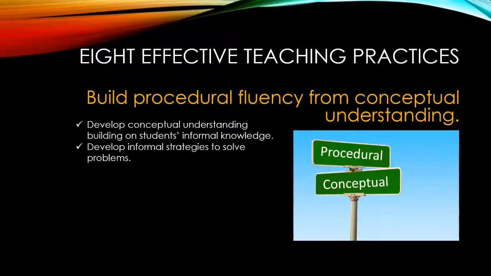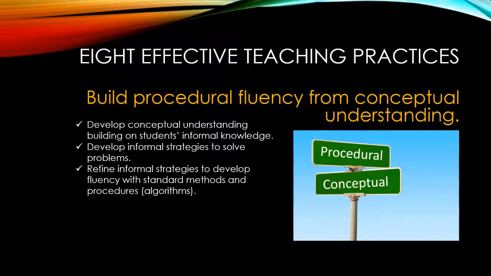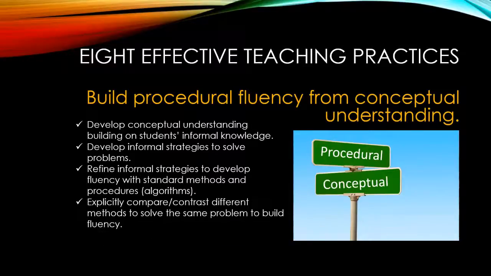Then we would give them opportunities to develop informal strategies to solve problems. This is where they can use what they know and what they understand and any shortcuts they know in order to solve the problem. The next experience would require them to refine those informal strategies to develop fluency with the standard methods and procedures. Then we'd give them opportunities to compare and contrast different methods to solve the same problem. That builds their fluency, but it also helps them to see the mathematical connections. And last, we would allow them to analyze worked examples to build their conceptual understanding.